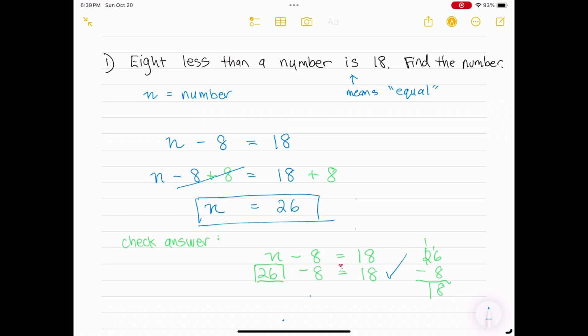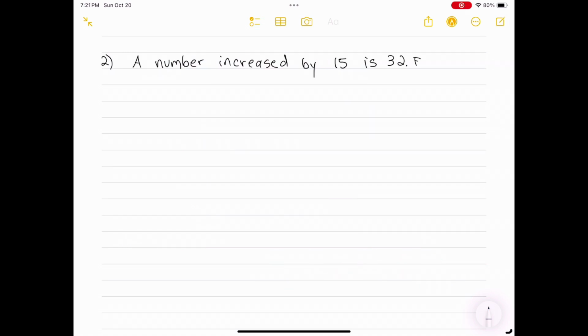Example 2. A number increased by 15 is 32. Find the number. Here I will let n equal the number to be solved for. If you notice, I always use a cursive form of the letter to show my variable. Cursive forms of the letters are more distinct from the numbers, making it less likely to mix up letters and numbers in your equations. So n plus 15 equals 32.